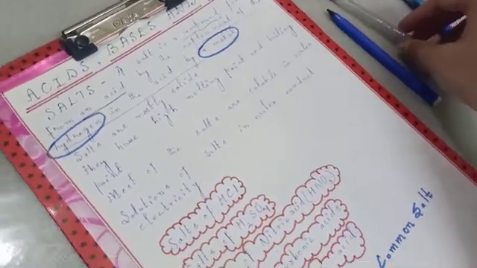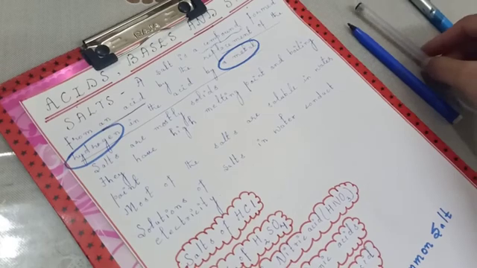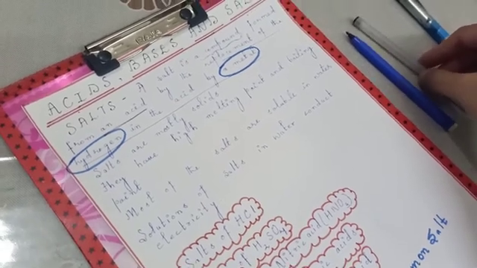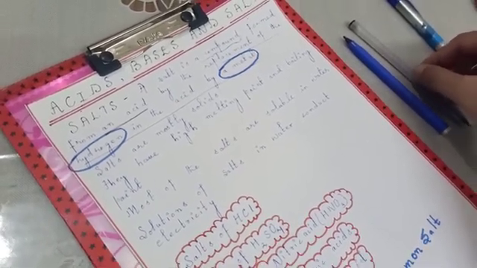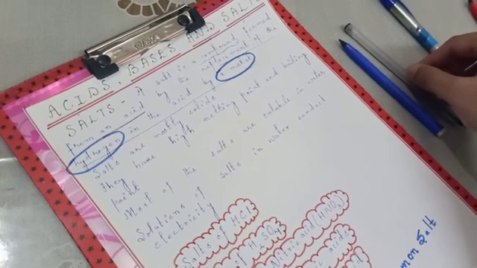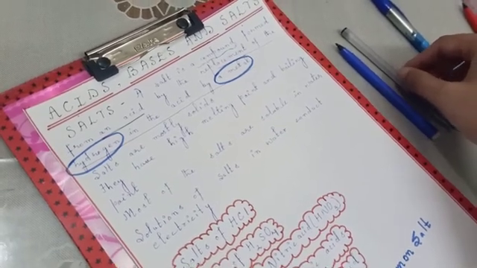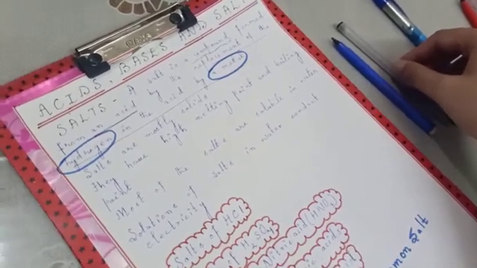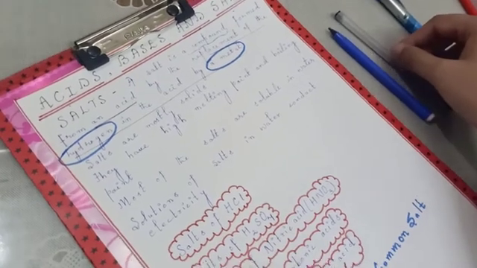And one more way of defining salts is, salts are those compounds which are formed by the neutralization of an acid by a base. This is the other way of defining salts. This definition can also be used for this purpose.